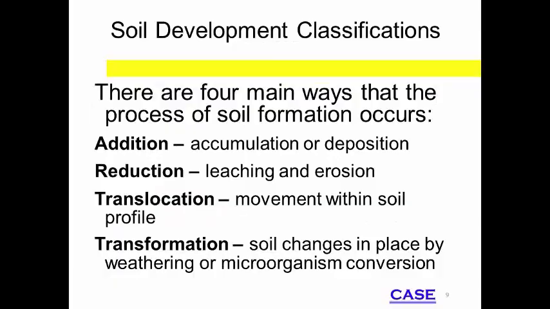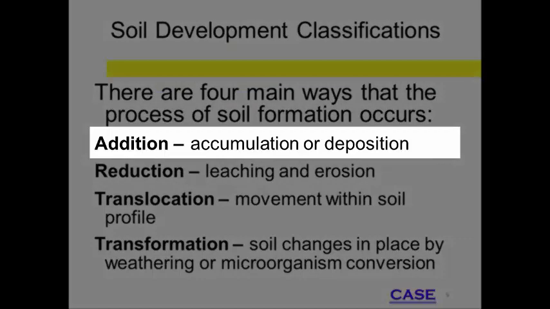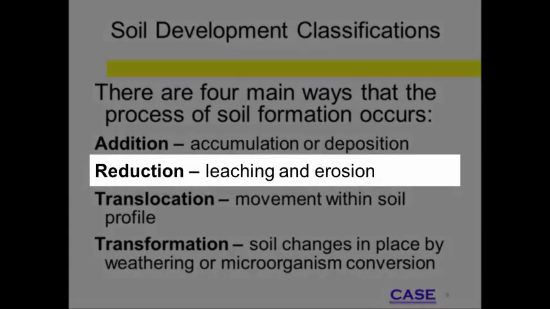The 4 means by which soil is formed. These are the result or cause of soil formation. In addition, occurs by the riverbank where a stream deposits sediment. Reductions are usually viewed as detrimental.